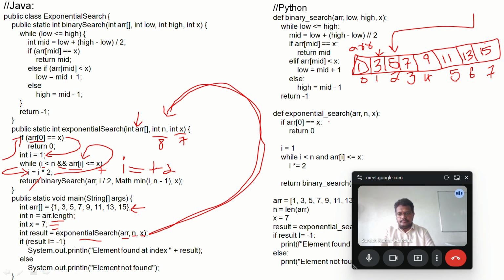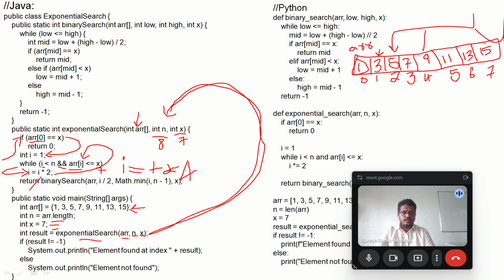5 is less than or equal to the x 7. Yes, again entering into the while loop. What is the I value? 2. 2 into 2, we are doubling the index value here. I will be replaced with 4. Again control jumps to the while line. 4 is less than 8, condition is true. And ARR of 4, what is the ARR of 4 we are having?